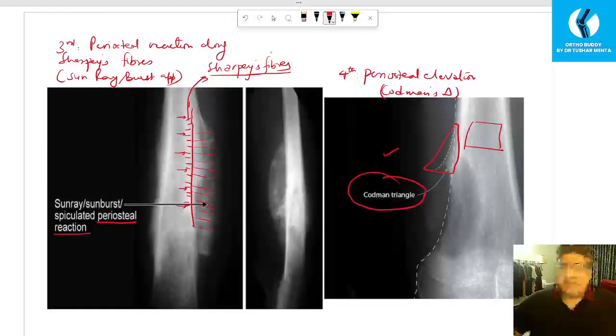So, to revise it again for all of you, P for pain, P for pathological fracture, P for periosteal reaction along Sharpey's fiber, sunburst appearance, and P for periosteal elevation, Codman's triangle.